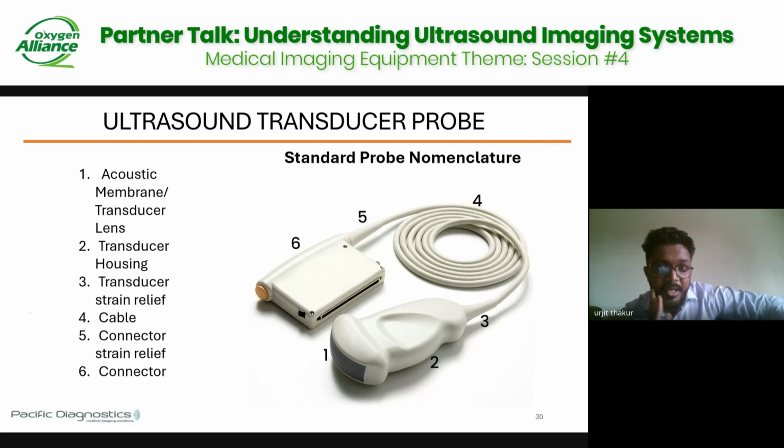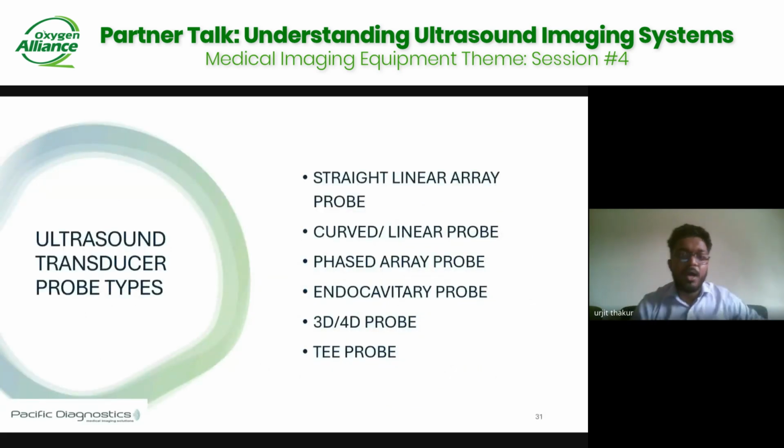housing. Then you have the cable, and then you have the connector strain relief, which serves the same purpose as the transducer strain relief. And then you have the connector that is connected onto the system. Now we have 6 different basic probes that we generally use in ultrasound. You have the straight linear array probe, the curved probe, the phased array probe, the endocavitary probe, the 3D and 4D probe, and the TEE probe.